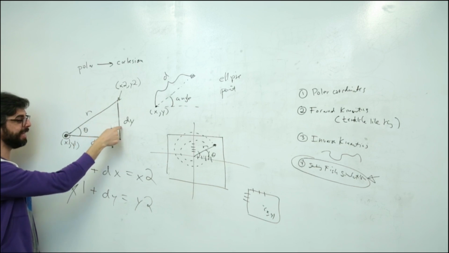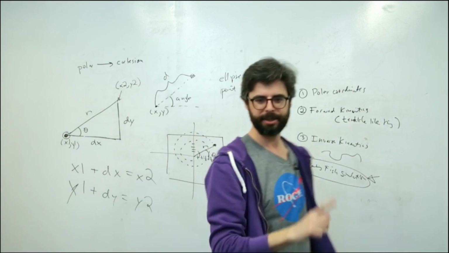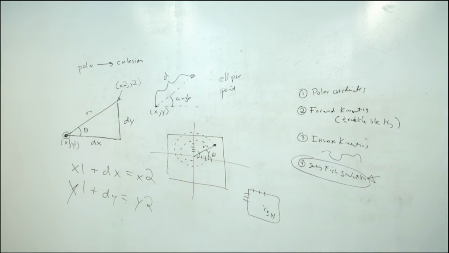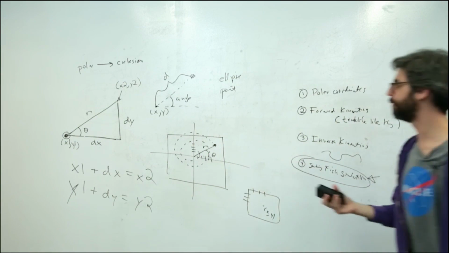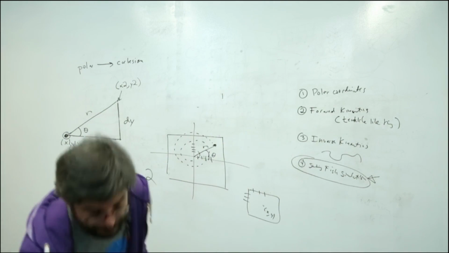So how do I get these two values from these two values? This is exactly what we need to do. I've drawn the same diagram so many times now. Let's just make the math happen.